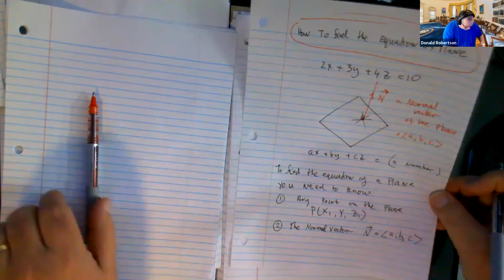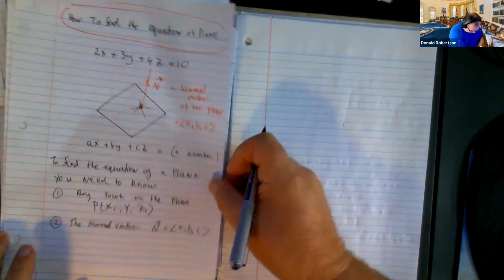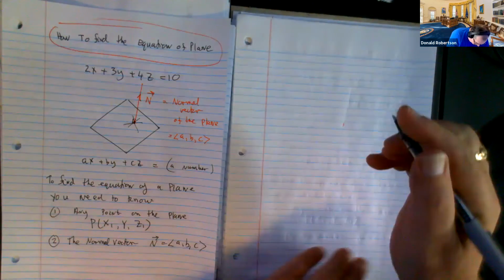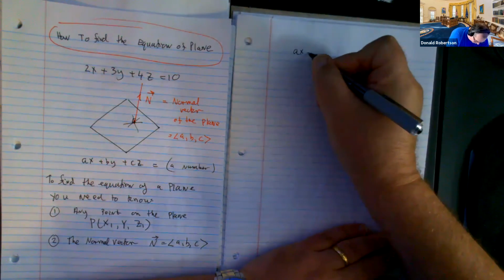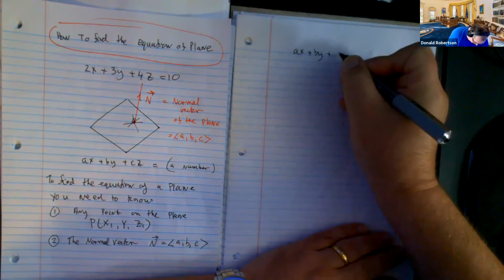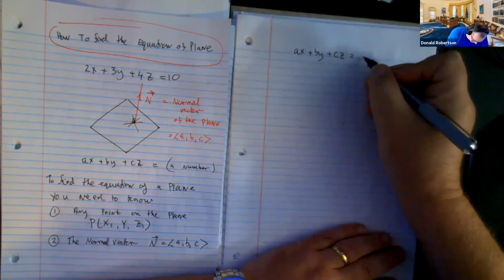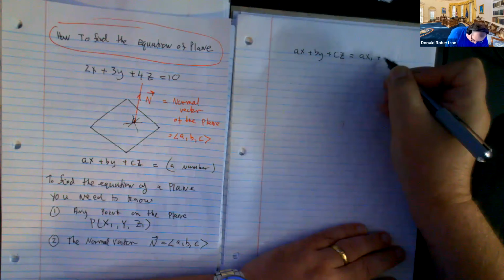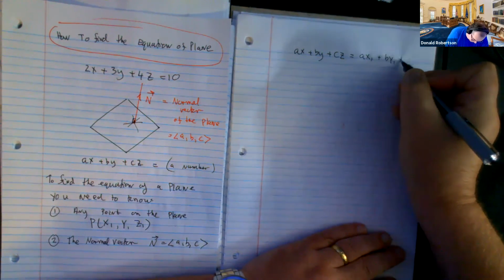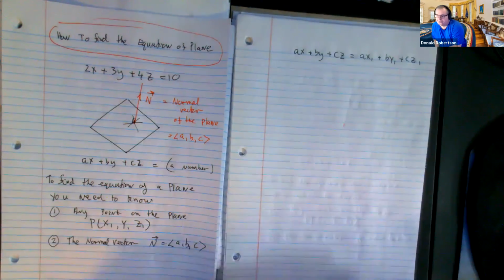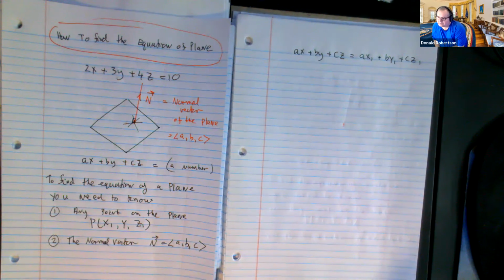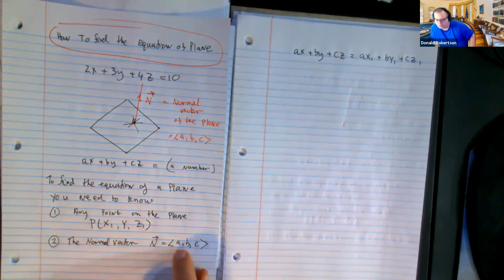And if you know those two things, the equation of the plane will be ax + by + cz = ax1 + by1 + cz1. So far, so good. I've given you a formula for getting the equation of a plane where you know the coordinates of a point and you're told the normal.